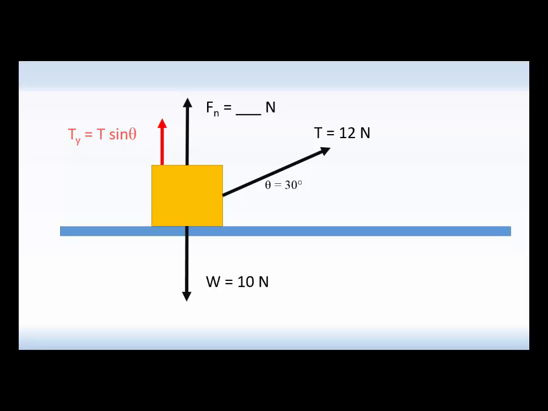Now I'm going to redraw this vector and move it over to the top of the object, and we can use our values for the tension of 12 newtons and the angle of 30 degrees to calculate the tension in the y direction as 6 newtons. Because now we have a 6 newton force applied upwards, which was part of the tension, that counteracts the 10 newtons of weight going down, and the normal force is thus 4 newtons.